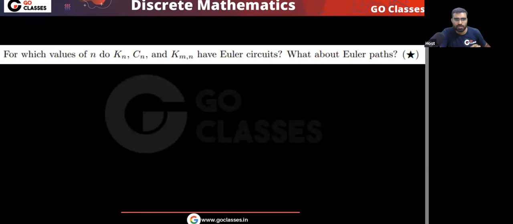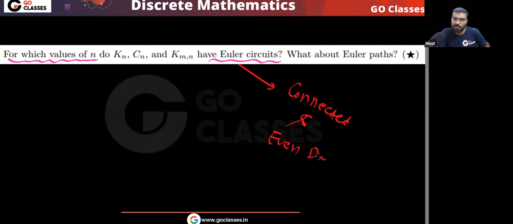So let's see this last question. This is a standard question. For which values of n do Kn, Cn, Kmn have Euler circuit? So for which values will Kn have Euler circuit? See, all of them are connected, right? Yes or no? So for Euler circuit, what do you need? You need connected, and you need even degree vertices, right?